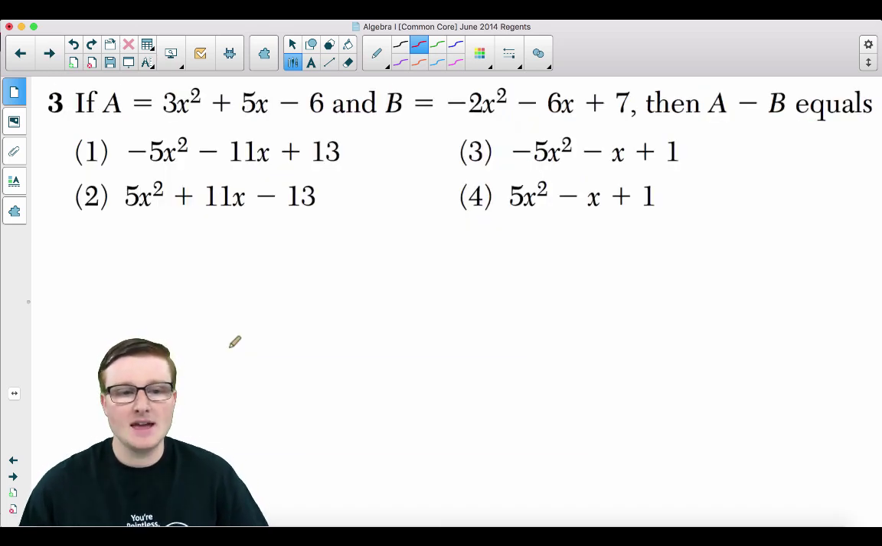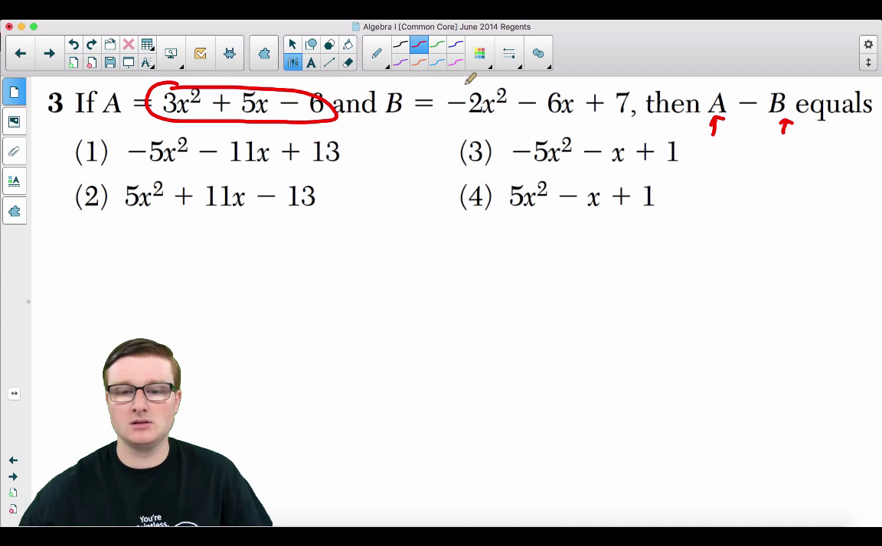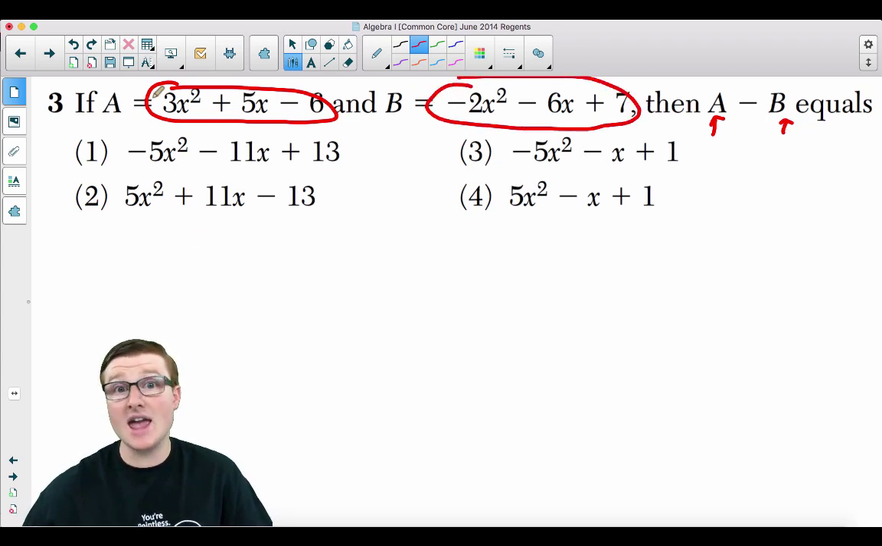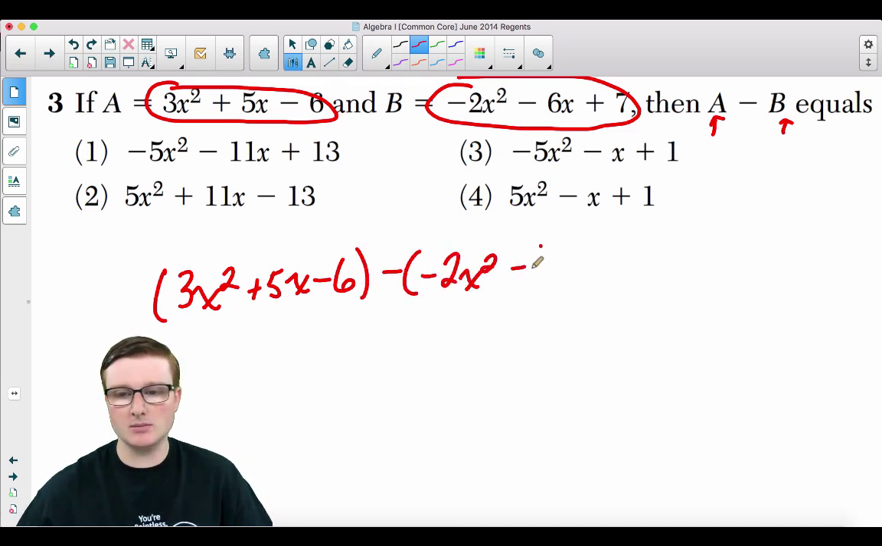All right, number 3. If a is equal to 3x squared plus 5x minus 6 and b is equal to negative 2x squared minus 6x plus 7, then a minus b equals what? Okay, so we're going to substitute in the a polynomial for a and the b polynomial for b. So I'm going to take whatever a is equal to and plug it in for a. So we get 3x squared plus 5x minus 6 minus a negative 2x squared minus 6x plus 7.